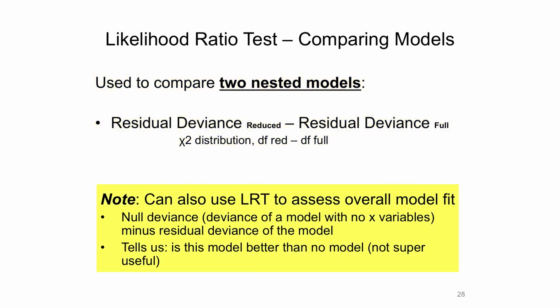As a side note, we can also use the likelihood ratio test to assess the overall model fit. This is similar to the F statistic that's included in your model output with linear regression. It's calculated as the null deviance, so the deviance of a model with no variables, minus the residual deviance of the model. It tells us, is this model better than no model? So it's not very useful. So let's take a look at the results of our likelihood ratio test for this example.